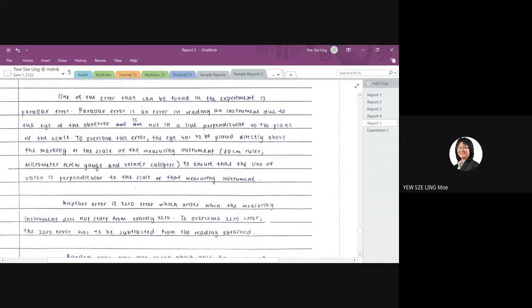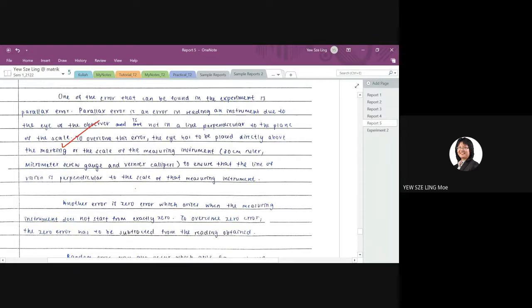So one of the error that can be found in the experiment is parallax error. So parallax error is an error in a reading and instrument due to the eyes of the observer is not in the line that is perpendicular to the planes of the scale. Good. This is what you should do. You mention parallax error and then you explain it. All right. So to overcome the error, the eye has to be placed directly above the marking or the scales of the instruments to ensure that the line is proper.